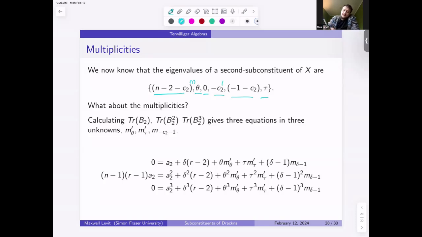This one, at this point, was the one that came from the column space of C. So that's R minus 2. At this point, we actually know that nothing else was giving us an eigenvalue of that, because we found where all the other eigenvalues go.